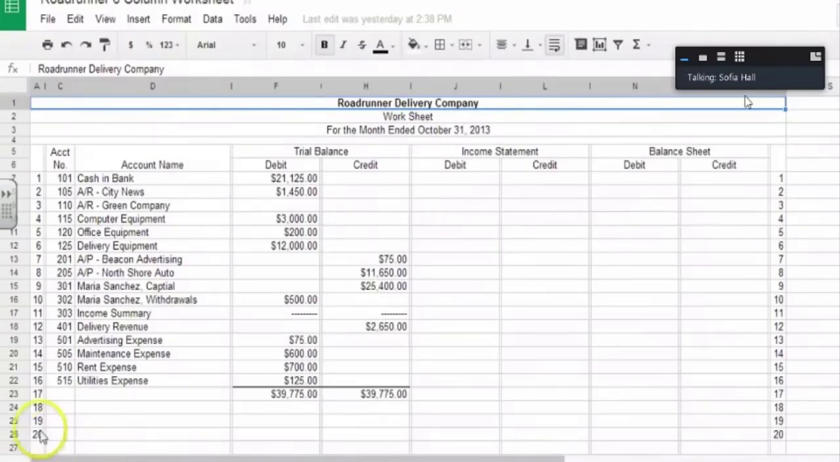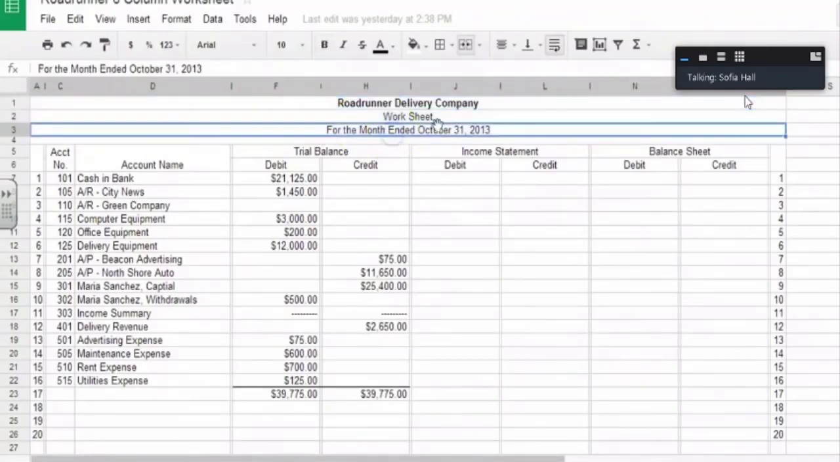So what we have first are the 3 rows up top. This is called our 3-row heading. It includes the name of our company, what we're looking at, which is our worksheet, and the accounting period that we're looking at. So, for example, this accounting period is for the month ending October 31st, 2013. So this is kind of like part 1, section 1 of our 6-column worksheet.